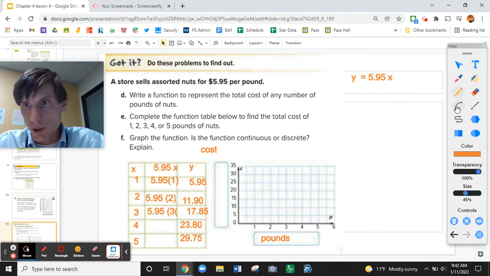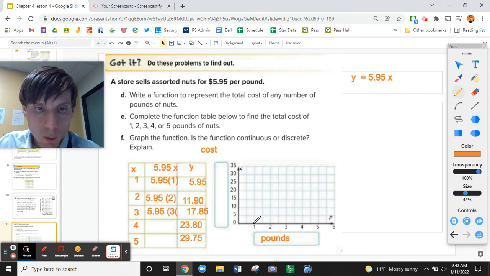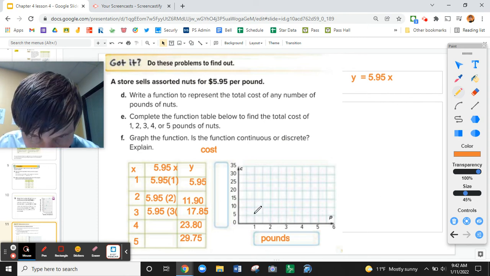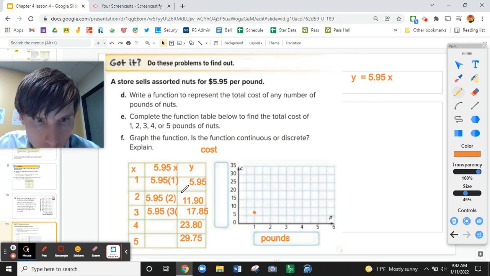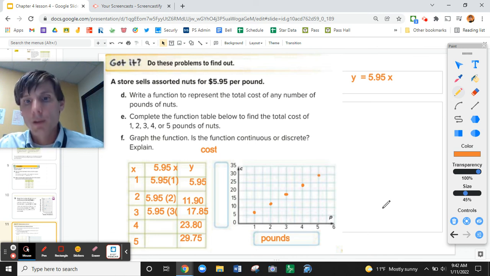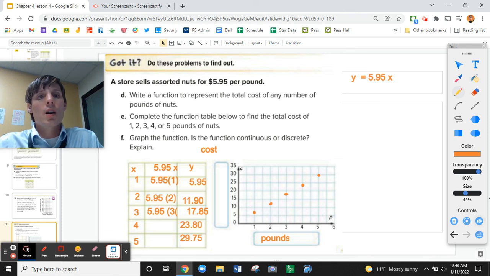And then lastly, plotting our points. All right. Get nice and big. So at 1, we have about 6. So we're going to go just above the 5, right? Okay. At 2, we have about 12. So we're going to go just above the 10. At 3, we have about 18. At 4, we have about 24, just under the 25. And at 5, we have just under 30, barely under 30, basically 30. Okay, like so. So we've graphed it.